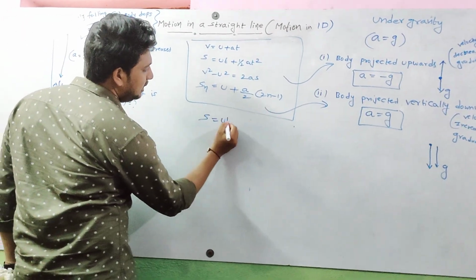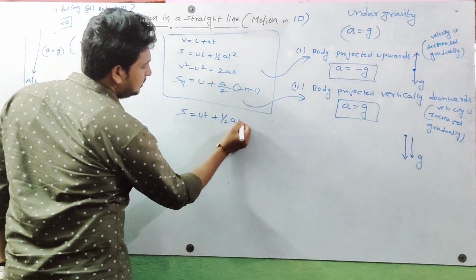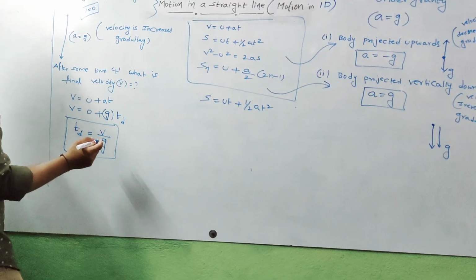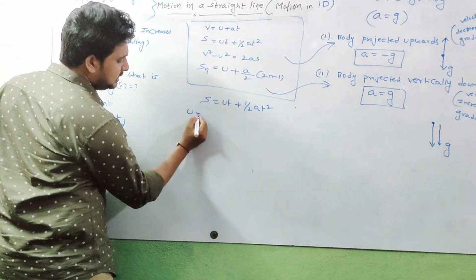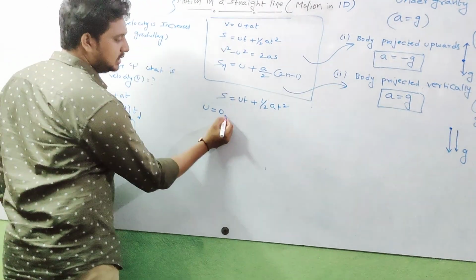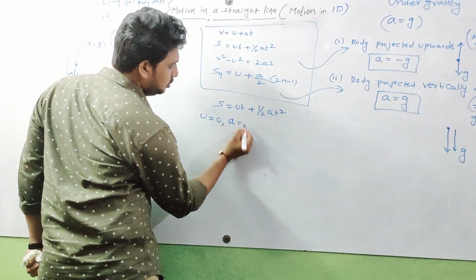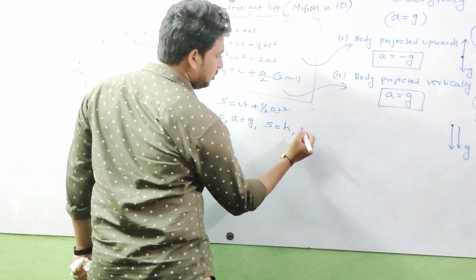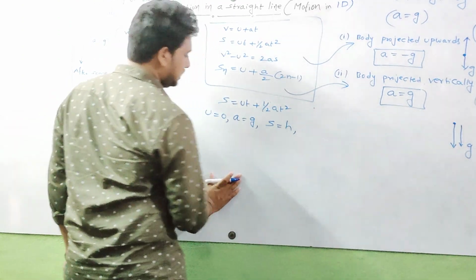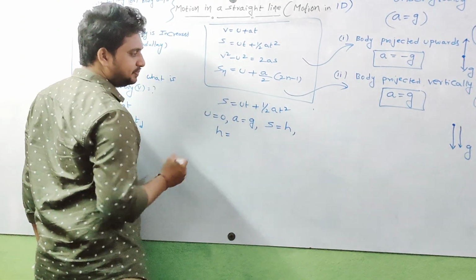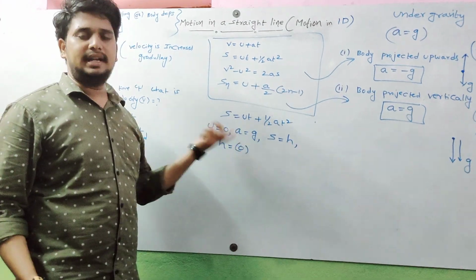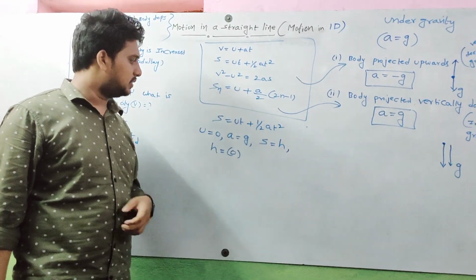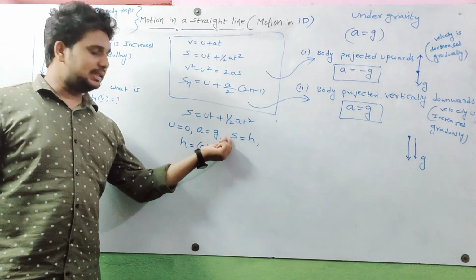Now S is equal to UT plus half AT square. So for a body projected vertically downwards, the main thing here is that for a freely falling body, U is equal to 0, A is equal to G, S is equal to H. So these are the things we discussed. These are the conditions: when a body freely falls, you take initial velocity U is equal to 0, A is equal to G, S is equal to H.